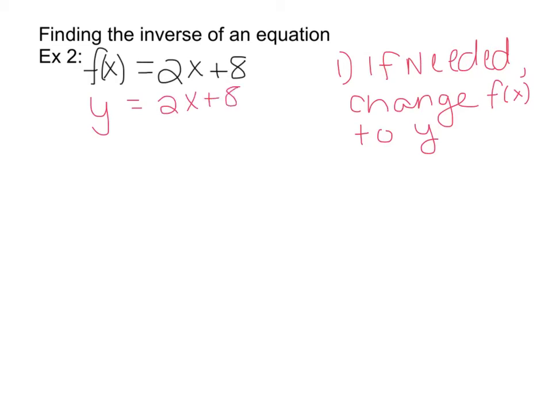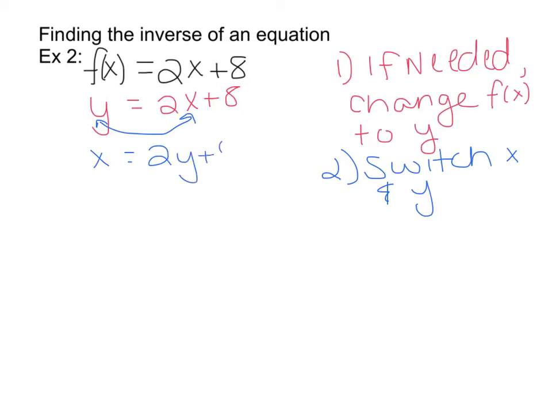After you do that, your second step is going to be to switch x and y. So what we do is we swap them. So we get x equals 2y plus 8.